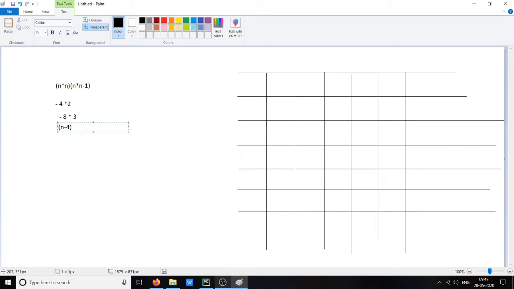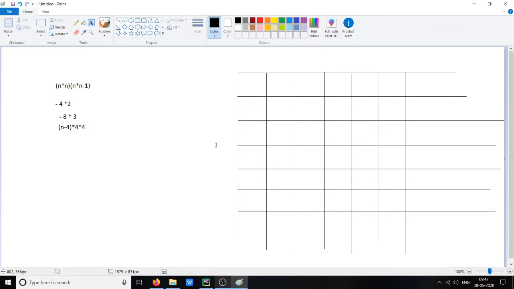such positions which can attack 4 different positions in all the 4 rows. As we have n minus 4 positions in this column, it will be the same in this row also, this column also, and this row also. It will be multiplied by 4. Now we have covered the corner of the chessboard.